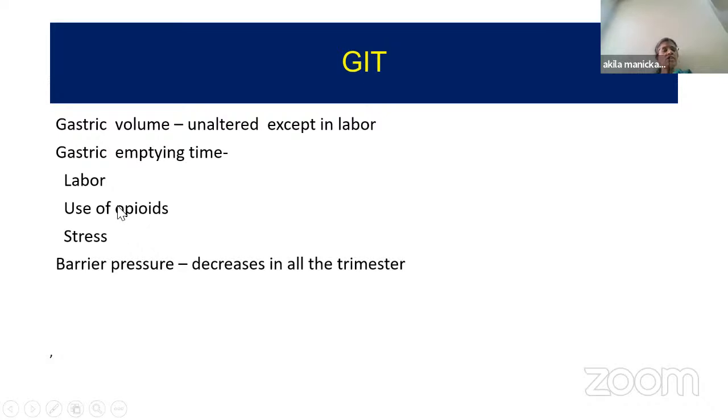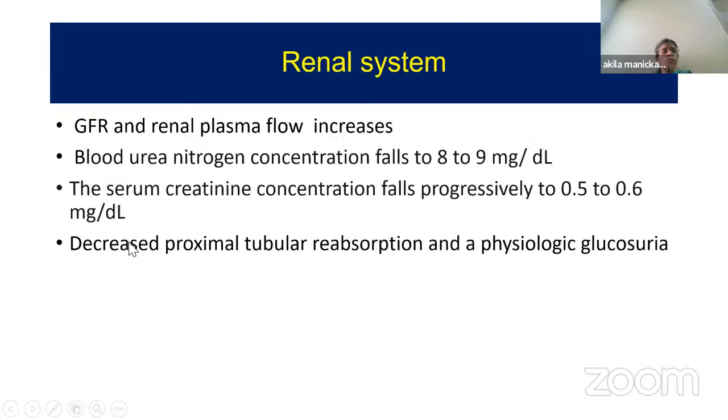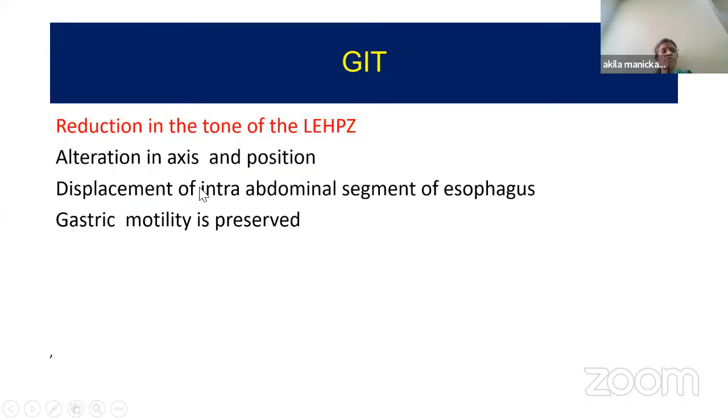emptying time. And there is a pressure across the lower esophageal sphincter and the stomach, which is often called the barrier pressure. This is the area where there is a high pressure zone at the lower end of the esophagus. Routinely, this pressure is maintained because of the pinch valve mechanism of the intra-abdominal part of your esophagus. But during pregnancy, the stomach is pushed upward and there is alteration in its axis, so it gets rotated. Because of this, the abdominal part of your esophagus is pulled into your thorax.